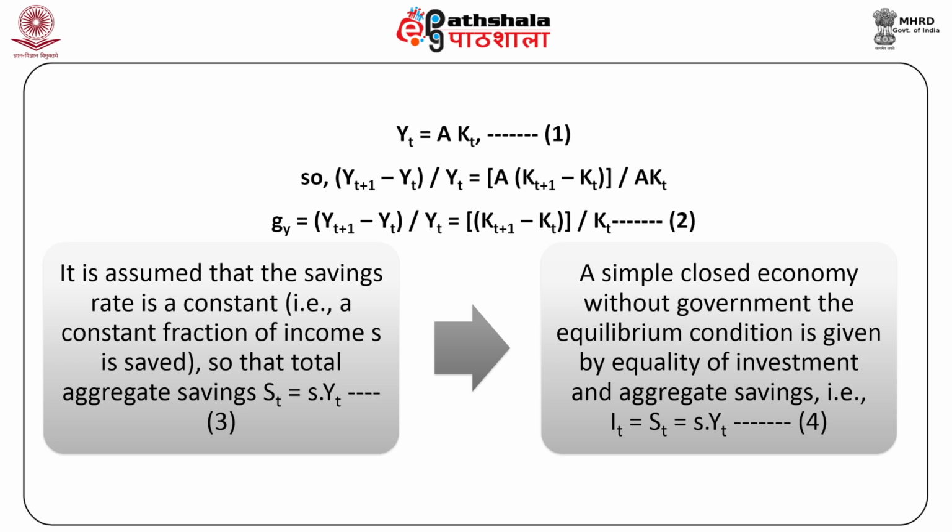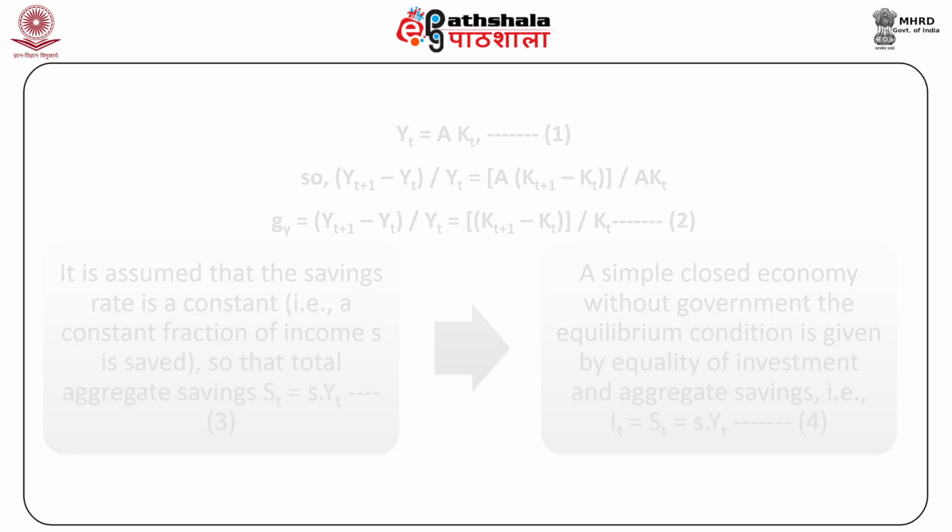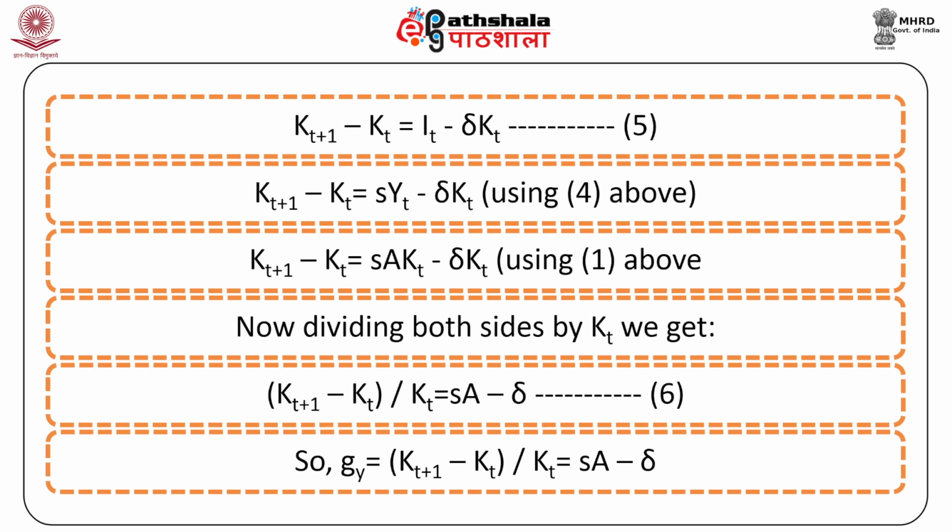In each period, a fraction delta of the total capital stock depreciates. So, the total amount of depreciated capital at each time period is given by delta Kt. In this model, the process of capital accumulation may be denoted as follows: Kt+1 - Kt = It - delta Kt, which is equation 5.